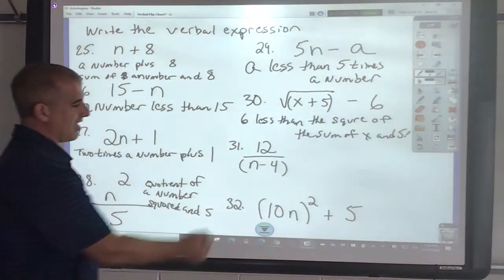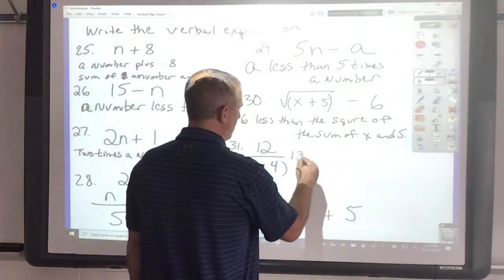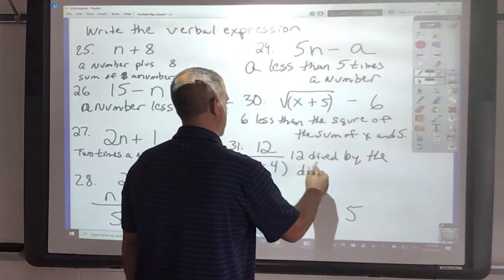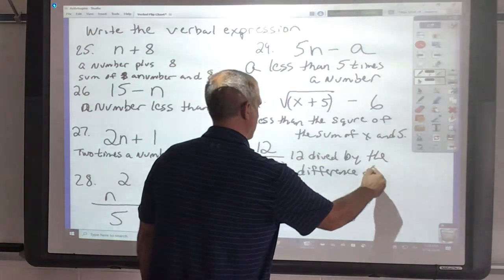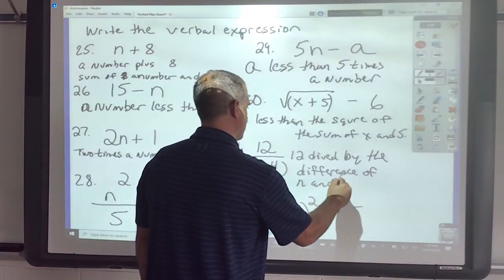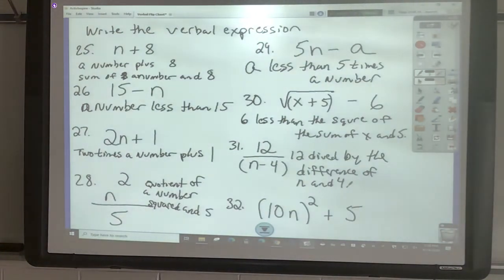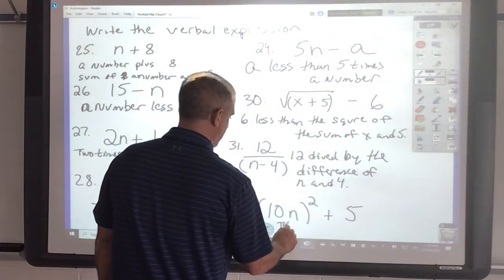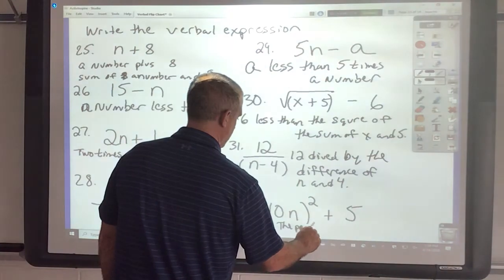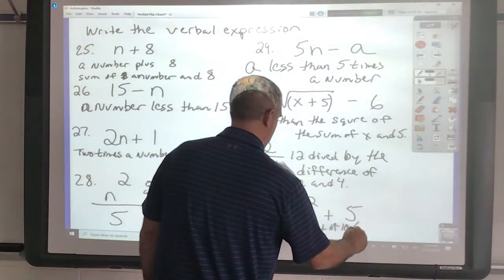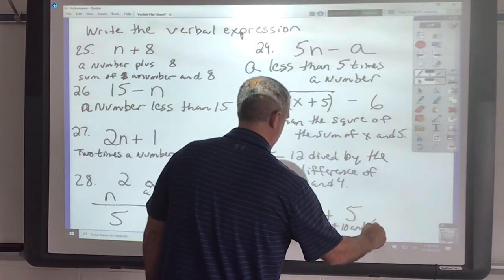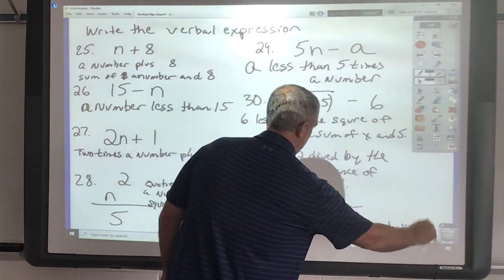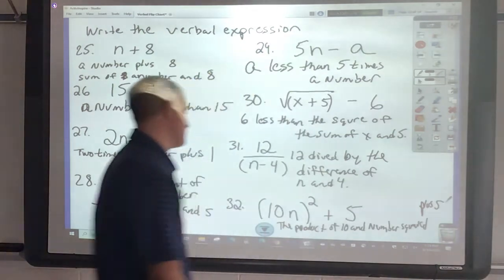Okay? This one, what's happening? I got 12 divided by, and I got this parenthesis. So I'm going to do 12 divided by the difference of n and 4. Okay? And this is the last example. All right, I got a squared, so I got the product of 10 and a number squared plus 5. Okay? All right?